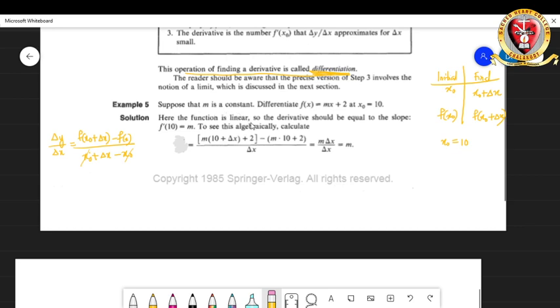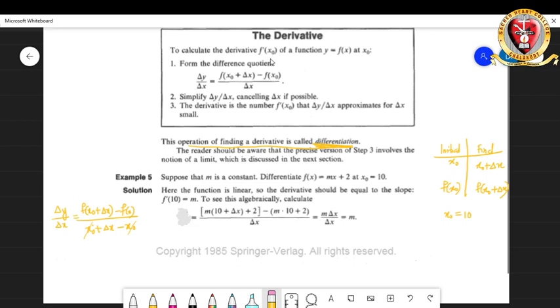Suppose m is a constant. We have to differentiate f of x is equal to mx plus 2 at the point x naught is equal to 10. So differentiation is a process of finding the derivative. That means we have to find f dash of x at the value 10. Okay. So what do we have to do at first? The same pattern as how we defined here for the derivative.